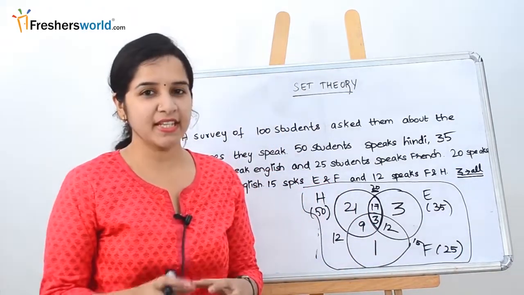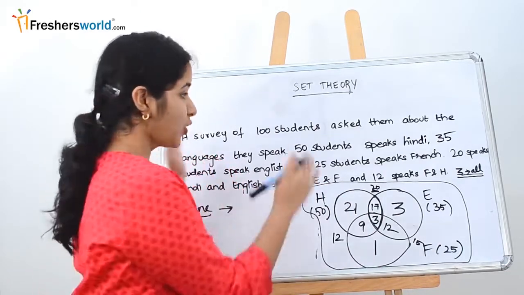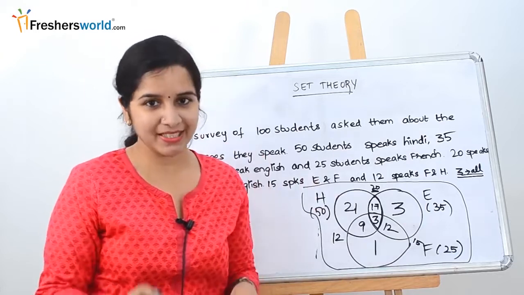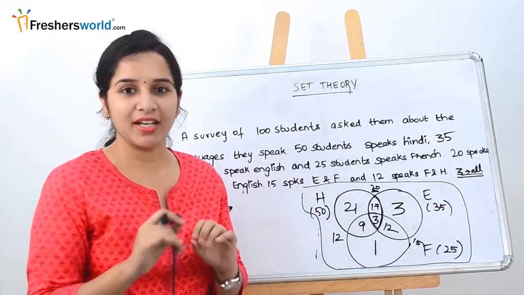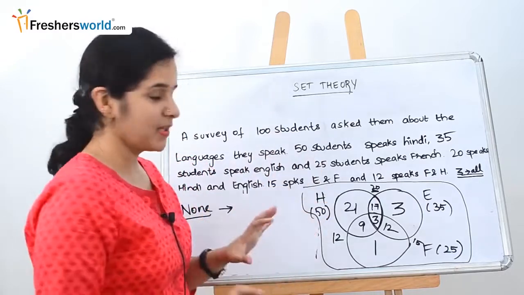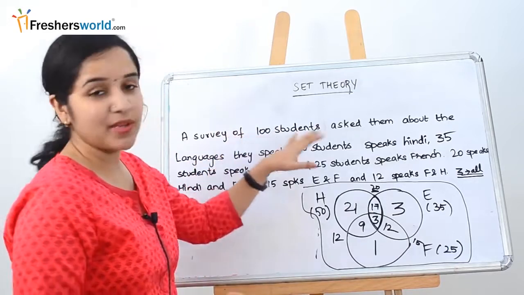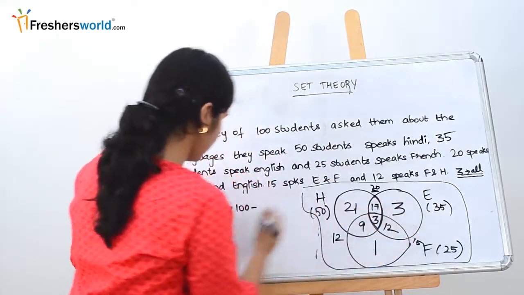If you have seen set theory part 1, we discussed a trick where, if the question itself mentions at least, then none is always 0. If you read the question, they haven't mentioned at least anywhere. So it means that we have to find the none. They have given 100 students were surveyed, so 100 minus all these intersections will be considered here.